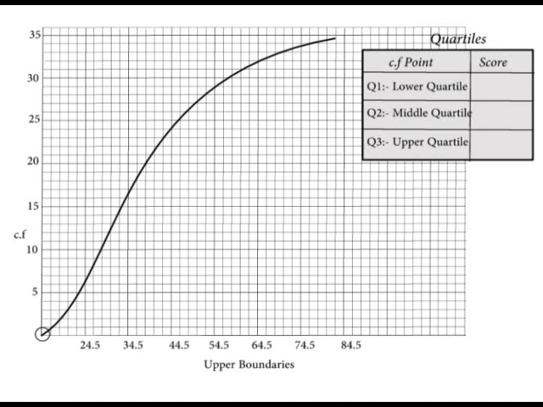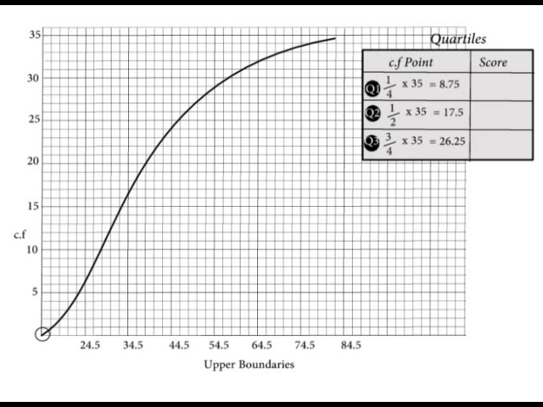So in our case, we have a total of 35 observations. So Q1 is equal to 1 over 4 times 35, which is 8.75. Q2 is 1 over 2 times 35, which is 17.5. And Q3 is 3 over 4 times 35, which is 26.25.